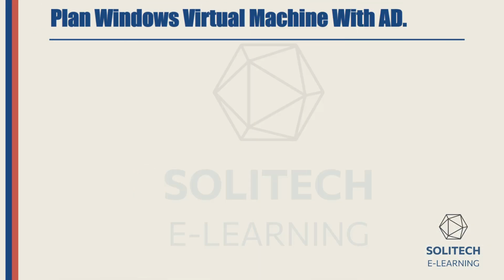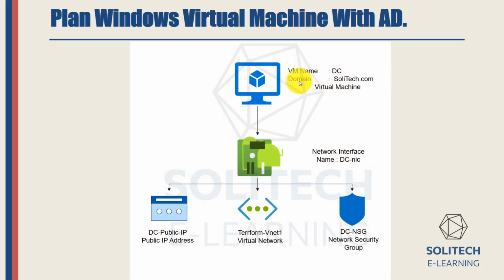In this diagram, we will create a Windows Virtual Machine. The name of this VM is DC. And we need to configure this VM as a domain. The name of the domain is solitech.com. This VM needs 4 requirements.